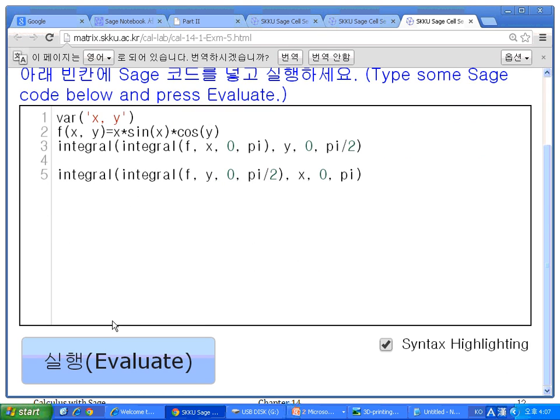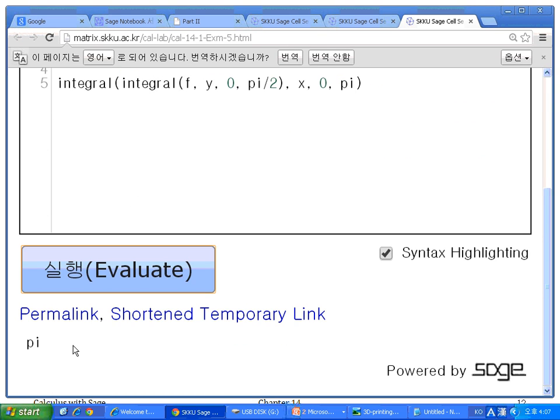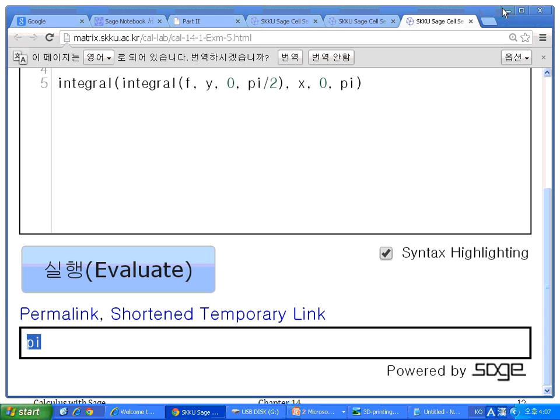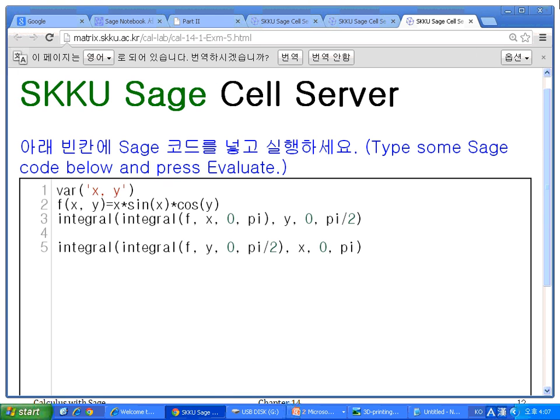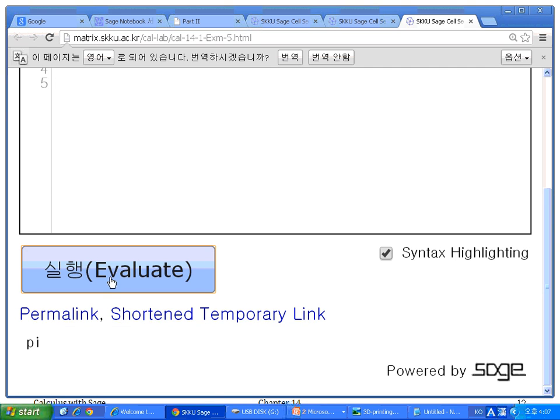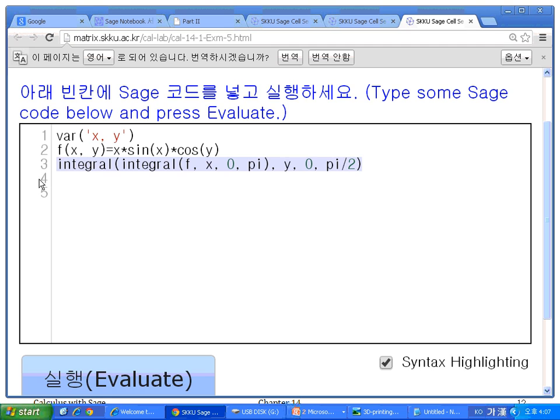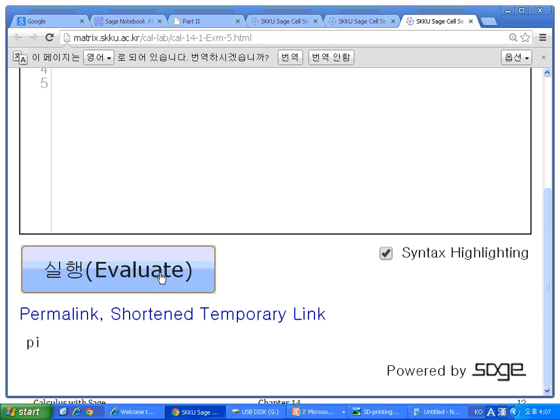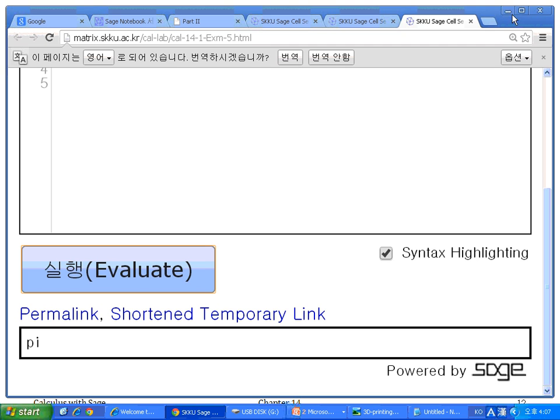As you see, we do integrate it. Then this gives us the answer pi, like what you have. If we integrate x first, then we have this answer pi. If we integrate the integrand with respect to y first, then x next, it also gives us the same answer pi.